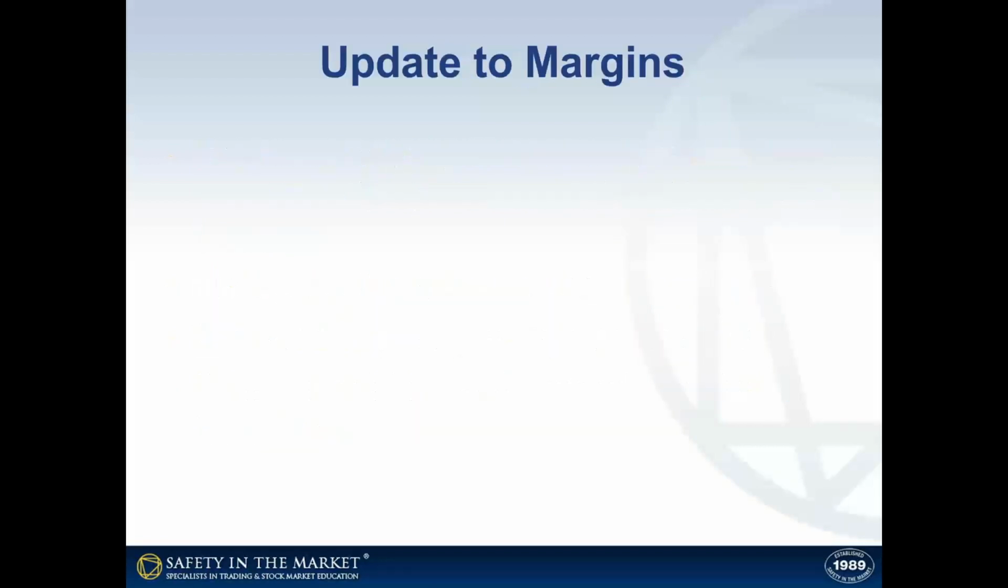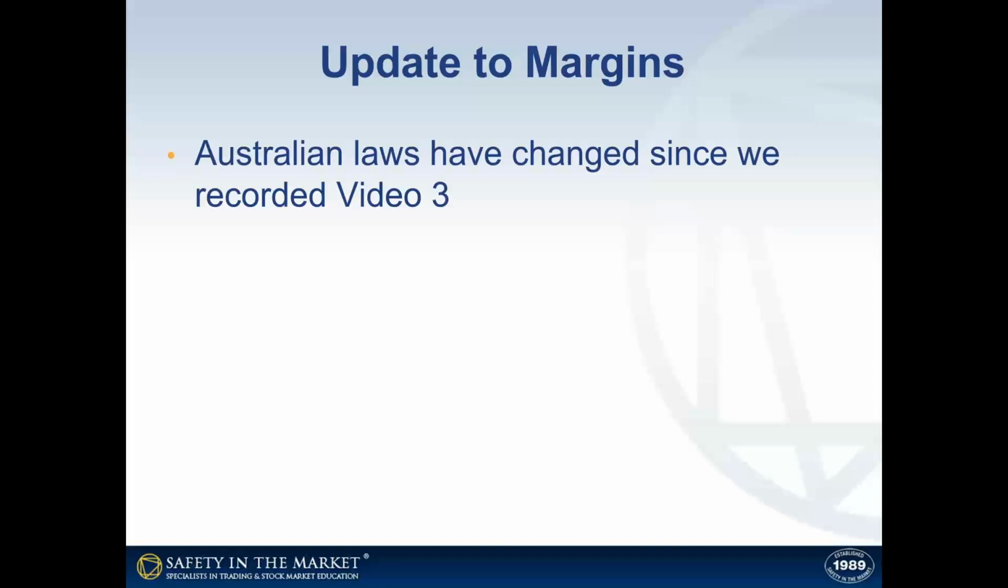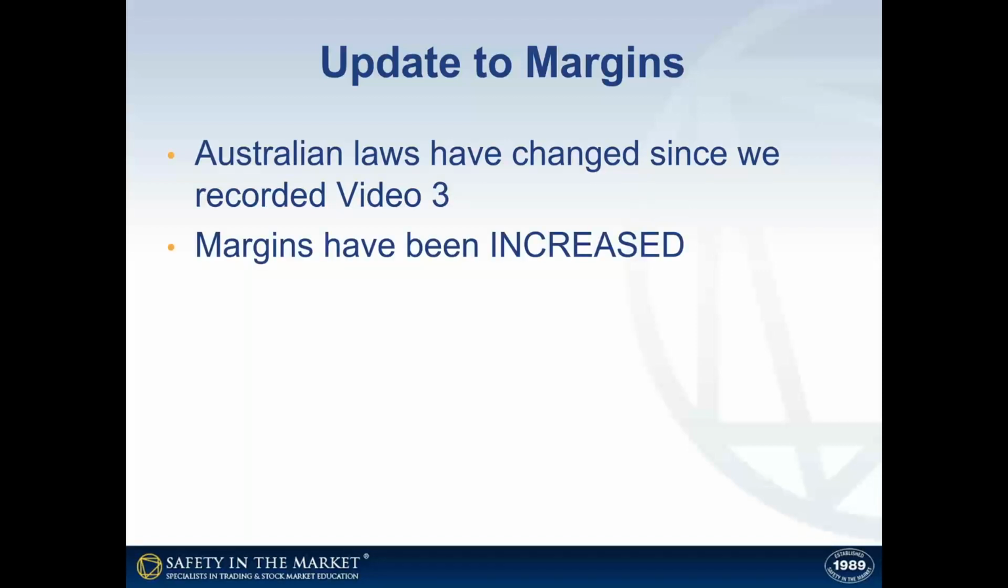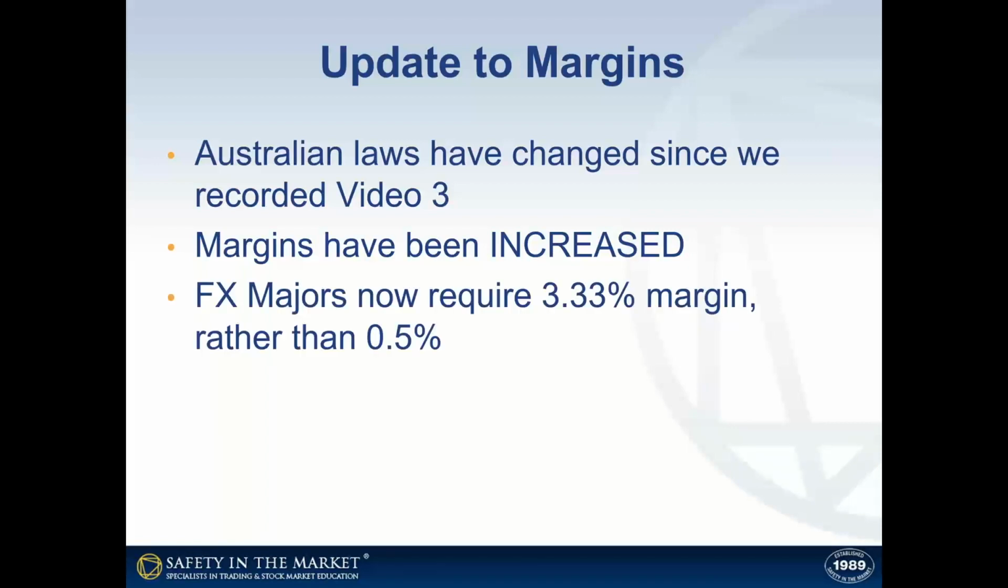Now, as I mentioned at the start of this video, there has been an update to margins. Australian laws have changed since we recorded video 3, and margins have been increased during that time. FX majors, so the Aussie dollar, US dollar, or the US dollar, Canadian dollar, or the US dollar, Swiss franc, the margin has gone up significantly. It used to be 0.5% for a lot of brokers. Now it's gone up to a minimum of 3.33%.